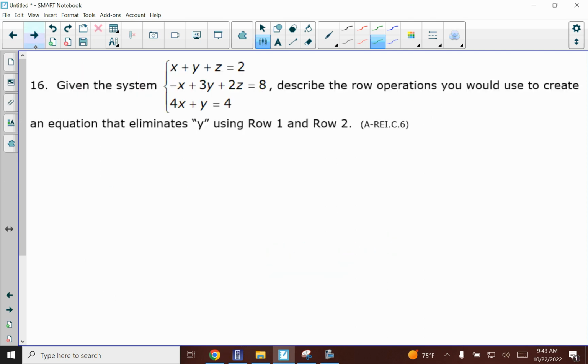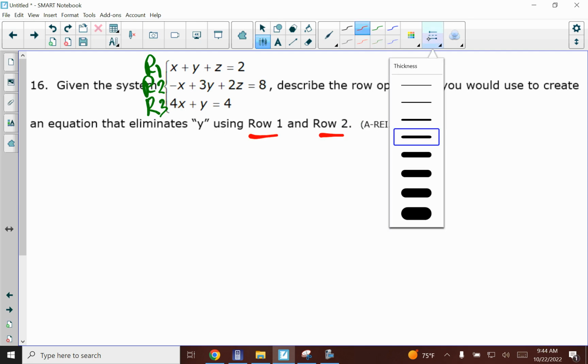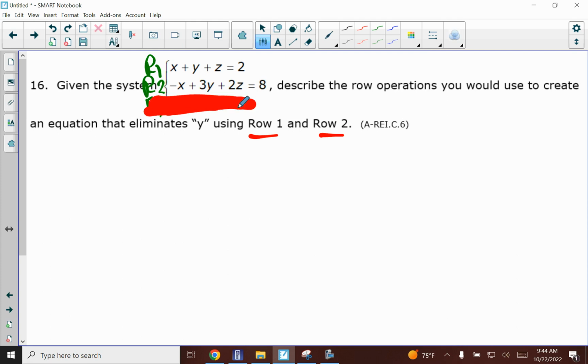Okay, final couple of questions. This one doesn't ask you to solve anything. It just asks you what row operations you would have to use to create an equation that eliminates the y's. Now, the way I showed this in my class is this is row 1, this is row 2, and this is row 3. This question is only asking us about row 1 and row 2. So we could care less about row 3. So I'm just going to get rid of row 3 right away.